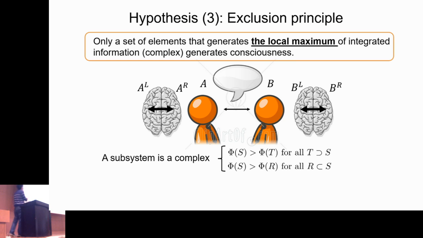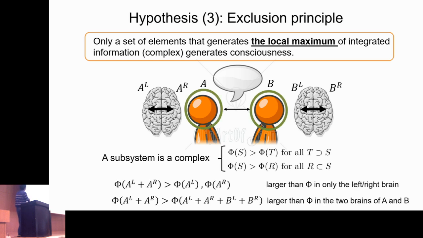For this case, IIT's hypothesis is about phi in A's brain. These are two humans, and A's brain consists of, let's say for simplicity, left brain and right brain, AL and AR. Then phi of AL plus AR is larger than, for example, phi in only the left one or only the right one. And also phi of AL plus AR is larger than phi of AL plus AR plus BL plus BR, so the whole thing.